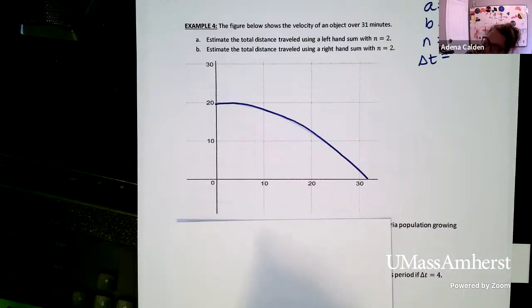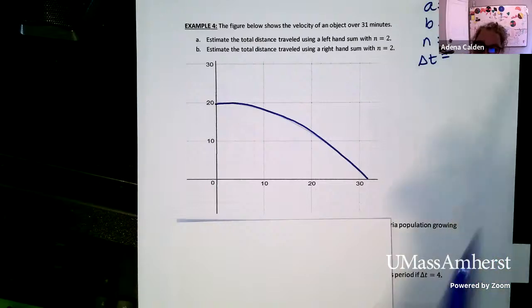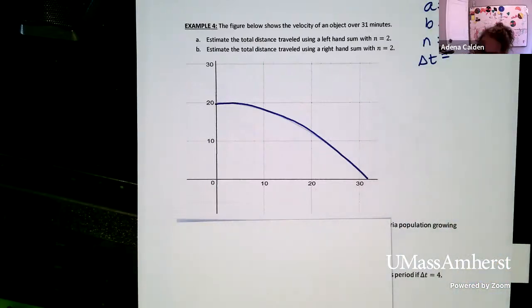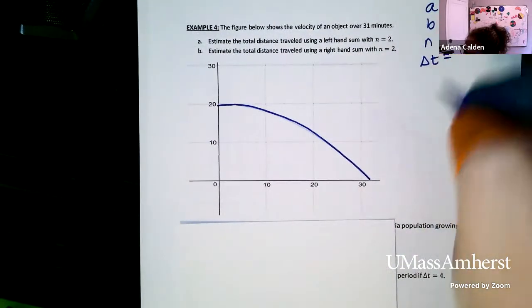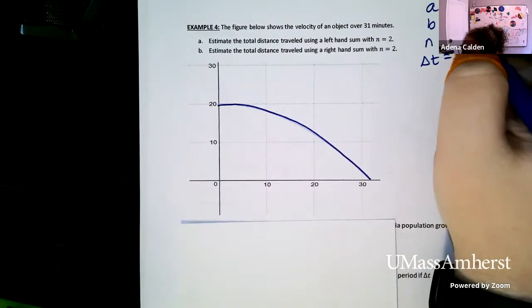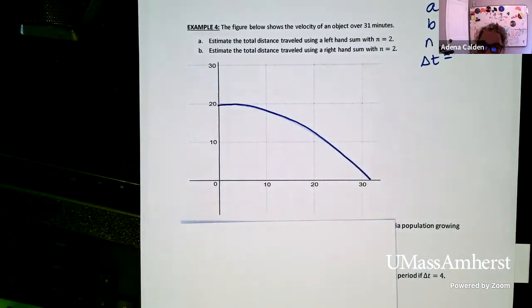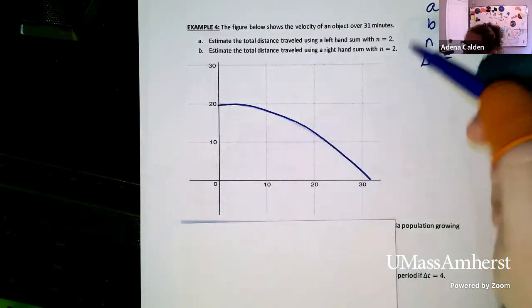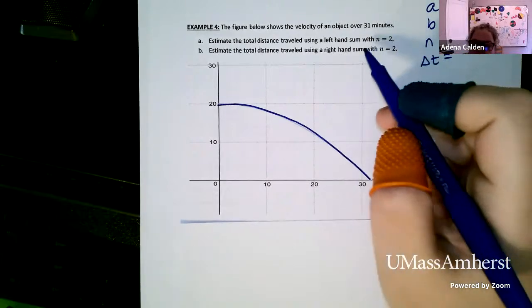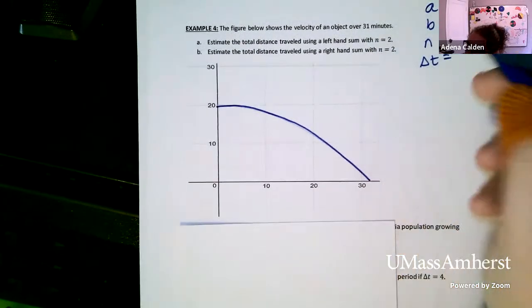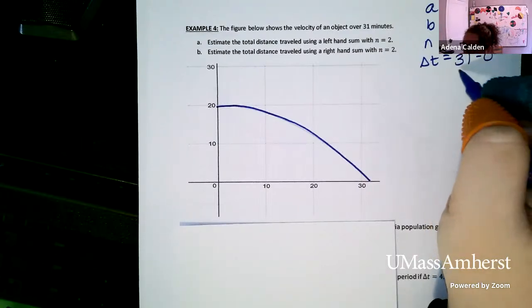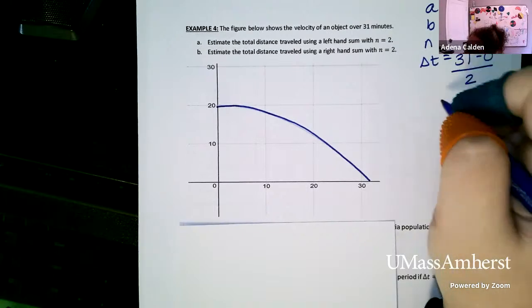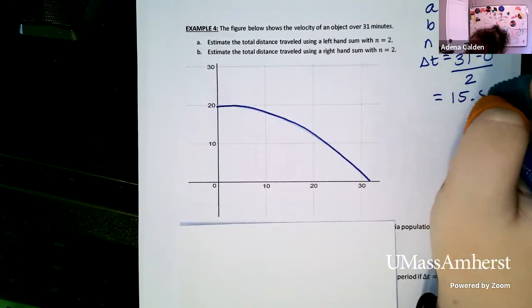Okay, so thinking about these pieces of information, which is often what we need to solve a lot of these problems, our A is where our independent variable starts, which is 0, and B is where it ends, which we said was 31. That's also given in the problem. So that's in minutes. n for both of these is going to be 2. We're asked to do this with n equals 2. And so we can find delta t by doing 31 minus 0, b minus a, divided by 2, which is going to give me 15.5.